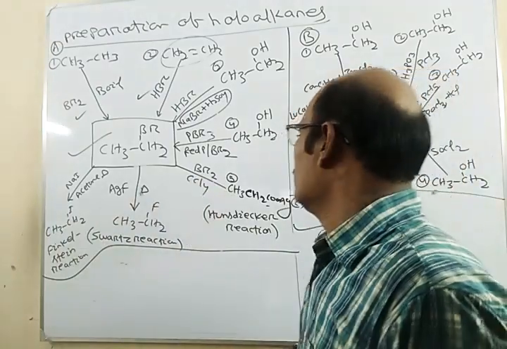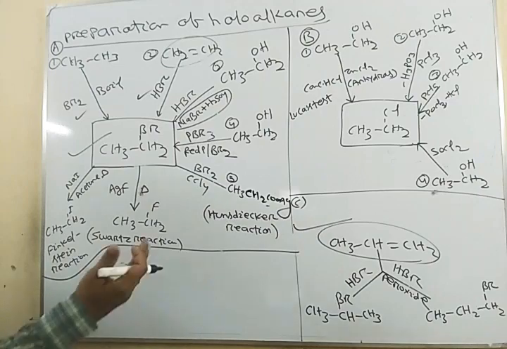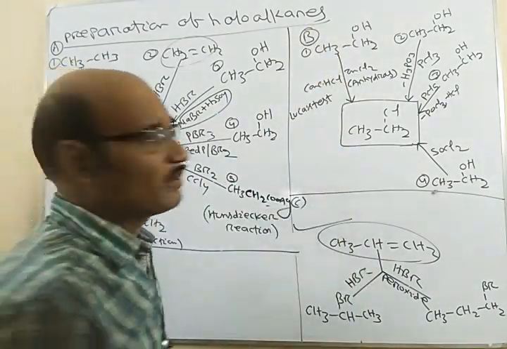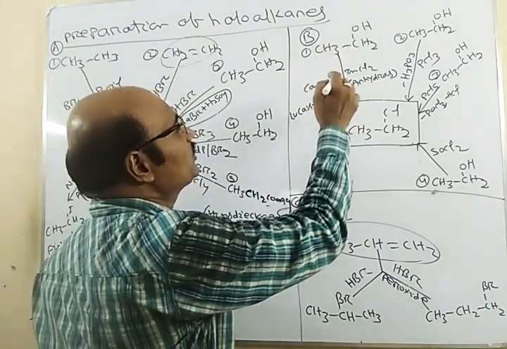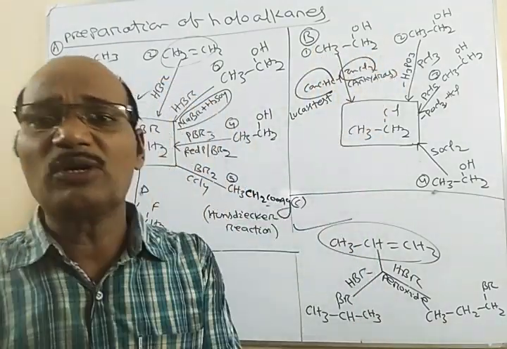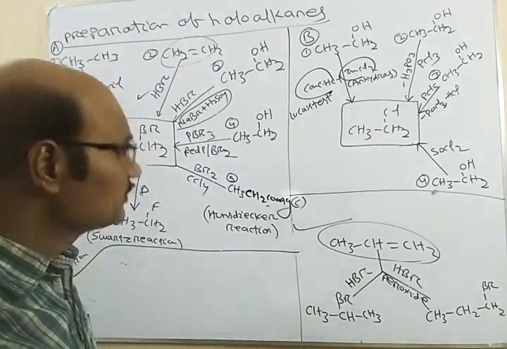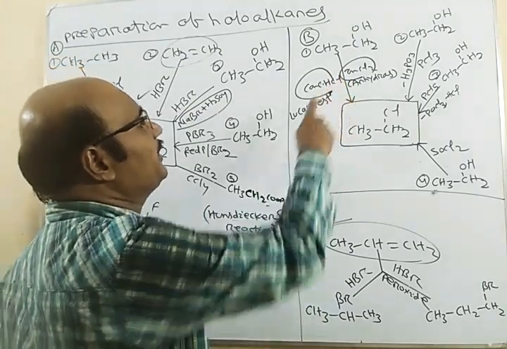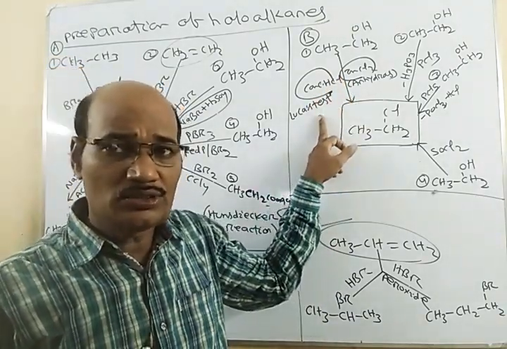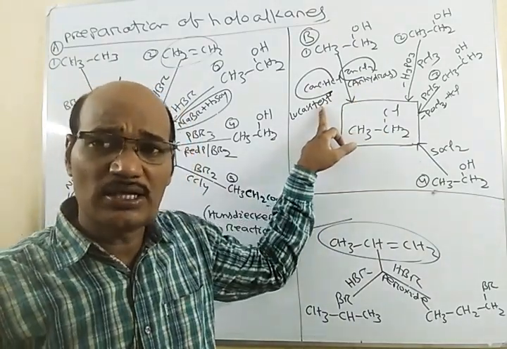Now, similarly, you can also prepare ethyl chloride. Same thing, you can prepare it from ethyl alcohol. From ethyl alcohol, by giving concentrated HCl and anhydrous ZnCl2, we can prepare the alkyl chloride. And we will see that concentrated HCl and anhydrous ZnCl2 is called Lucas reagent.